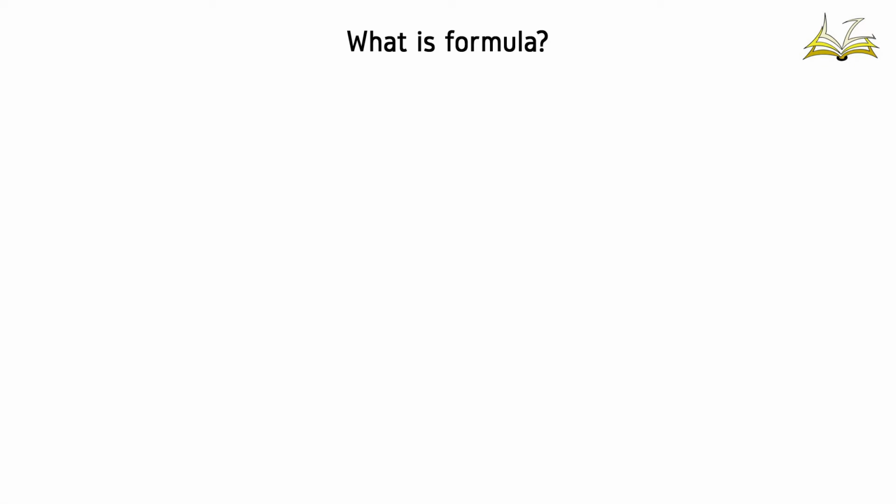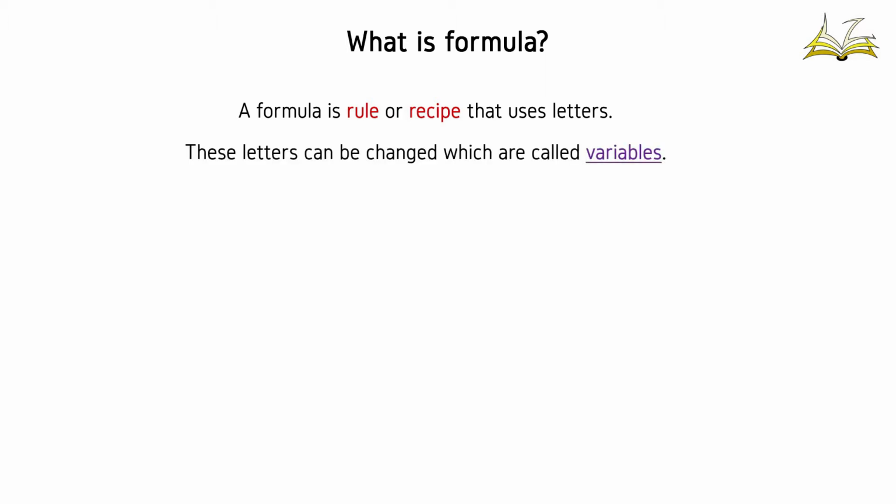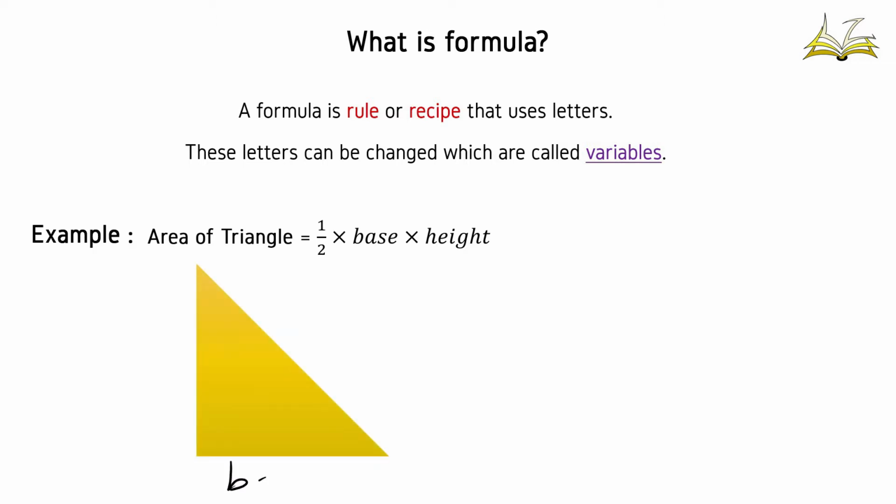So what is a formula? A formula is a rule or recipe that uses letters. These letters can be changed, which are called variables. An example of this is the well-known area of a triangle, which is half base times height. So we have a triangle, we have the base at the bottom, and the height on the left, so it's usually the vertical height, okay? So that's an example of a formula.